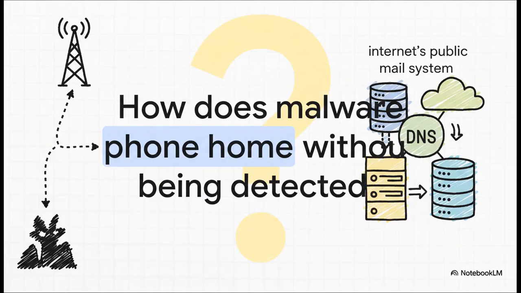Yeah, that's the million-dollar question for every cybersecurity pro out there. How does this digital sleeper agent phone home to its masters for commands? The answer is surprisingly simple and honestly kind of brilliant. It hides its messages in something we all use every single day, the internet's public mail system. Yep, the Domain Name System, or DNS.